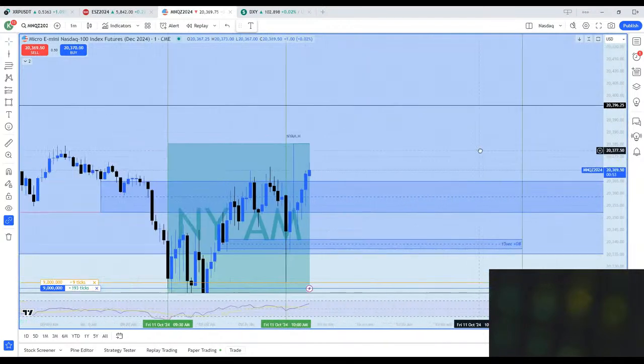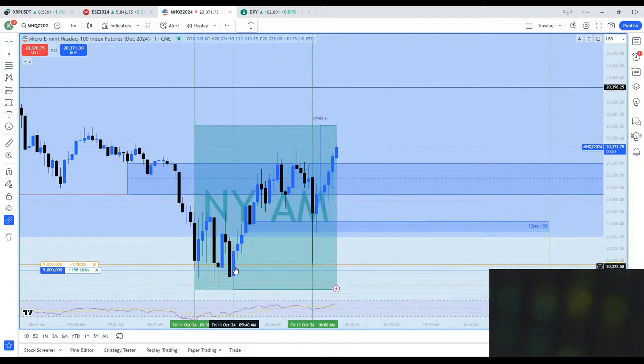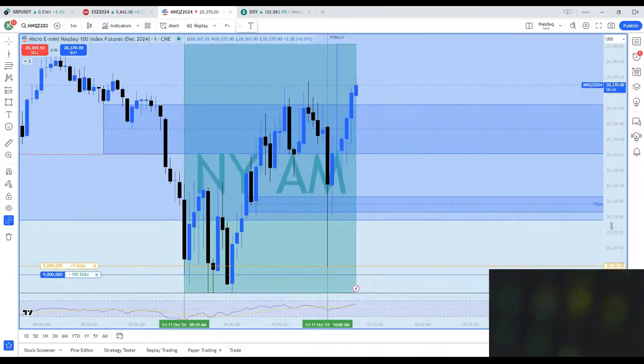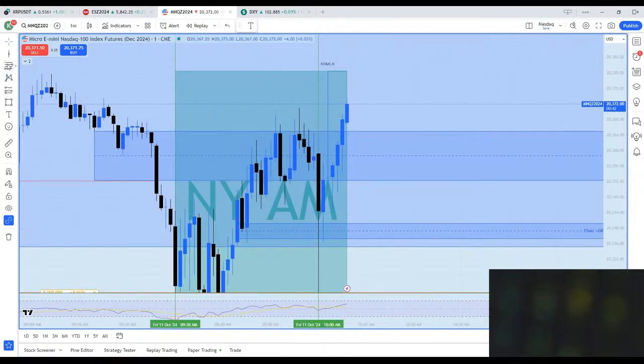This is something I can enter on. I'm not going to enter on it because I already got into a position down here, but this right here is confirmation that price want to continue up. So what my trade would look like if I wasn't already in the trade was this.